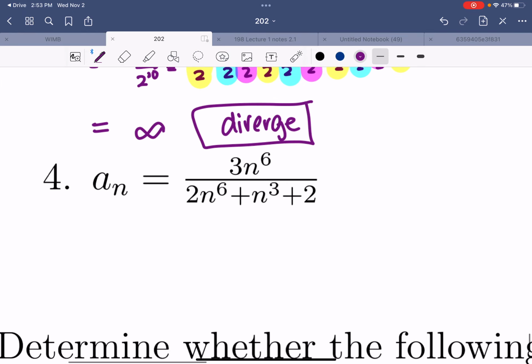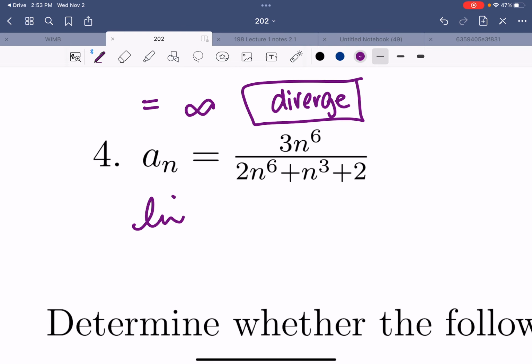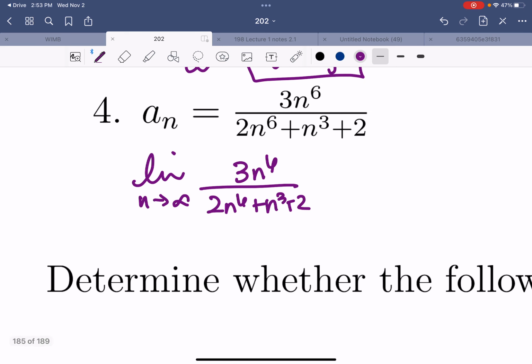Okay. Number 4, we can take the limit here, as our an is written out, of 3n to the 6th over 2n to the 6th plus n cubed plus 2. And this is going to follow our limit laws. So normally when we plug in infinity, this would be infinity over infinity, but we're looking at the powers. And when you look at the powers and they're equal, so we have a degree 6 over a degree 6, we just get the coefficients of the leading term. So you get 3 halves, and so this one converges.